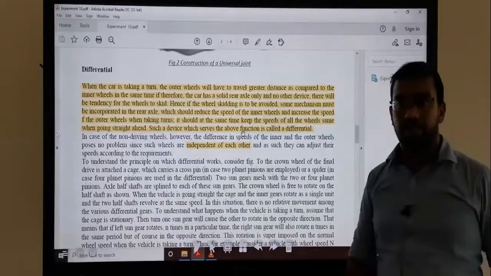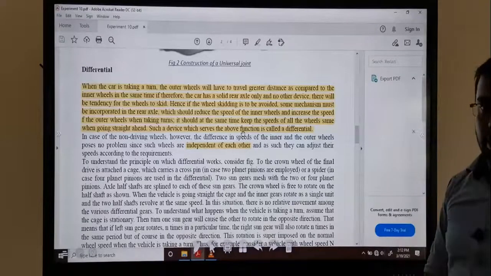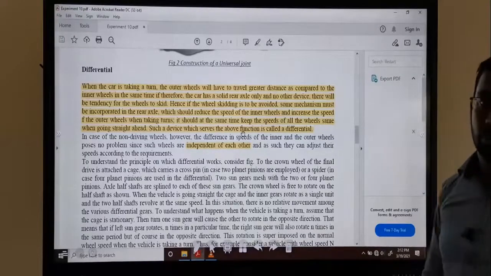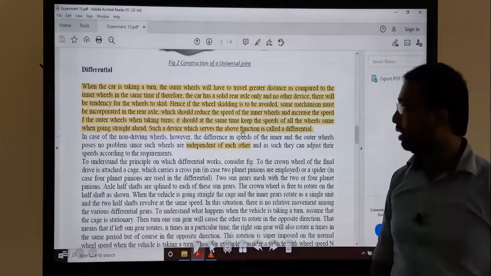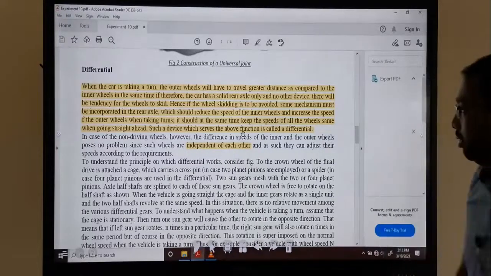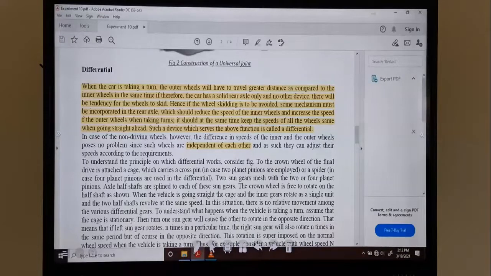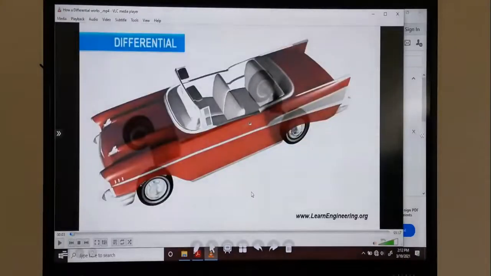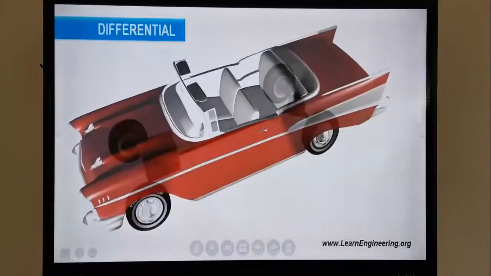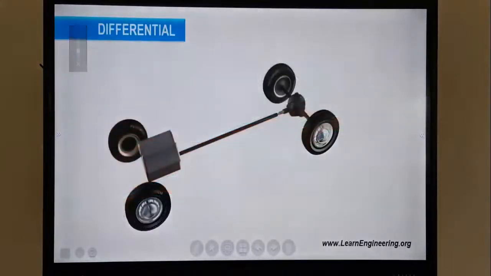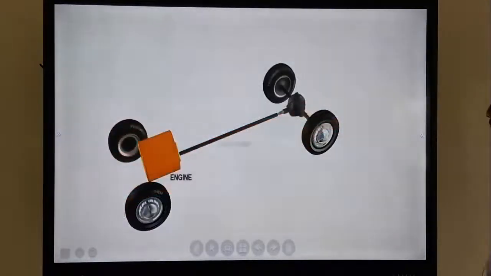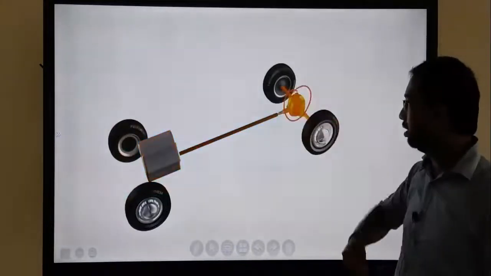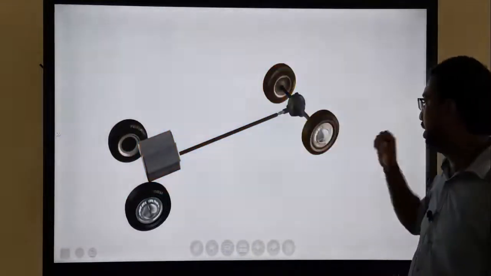So the next thing we are going to study is the differential. Most of you already know these things. So what is a differential and what is its main purpose? Let's see the animation. So this is the drive shaft and this is called the differential. This differential is connected with the drive lines.